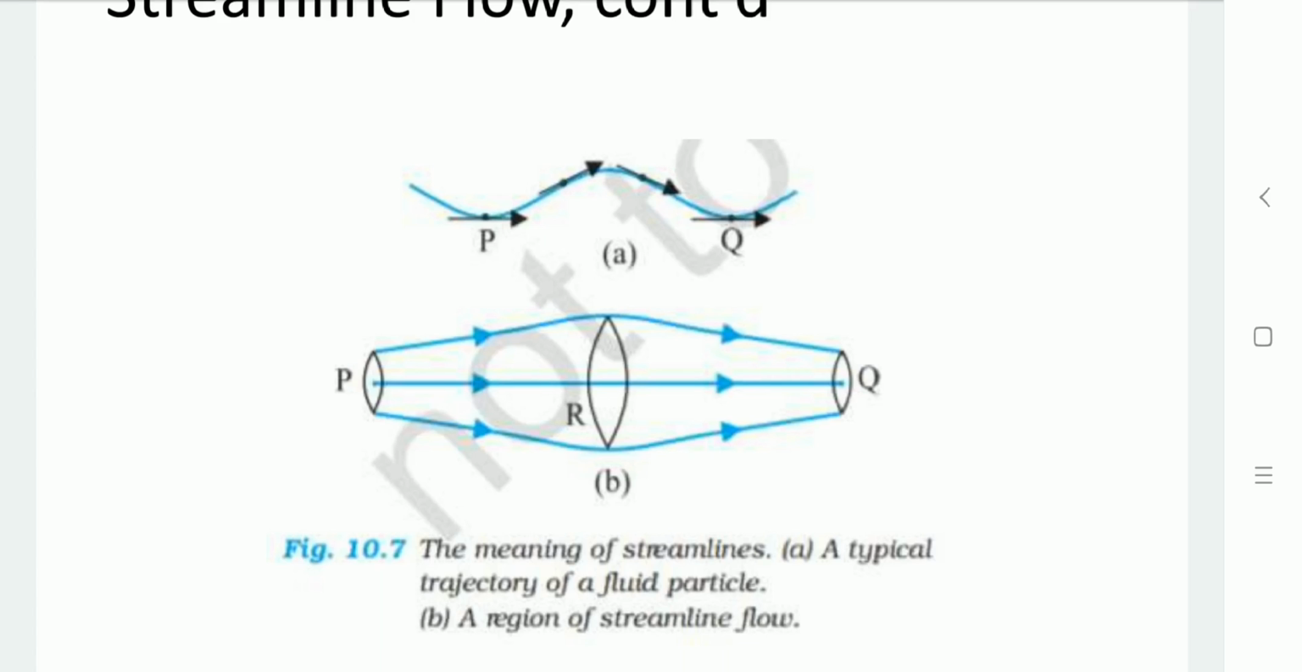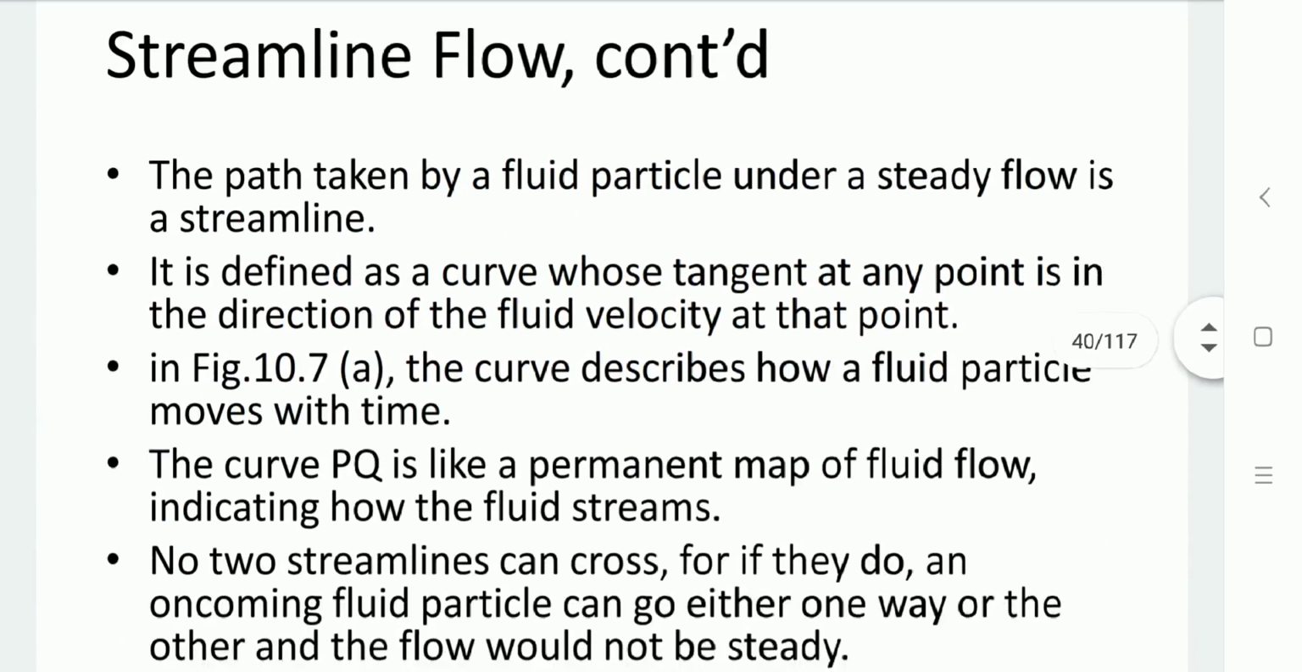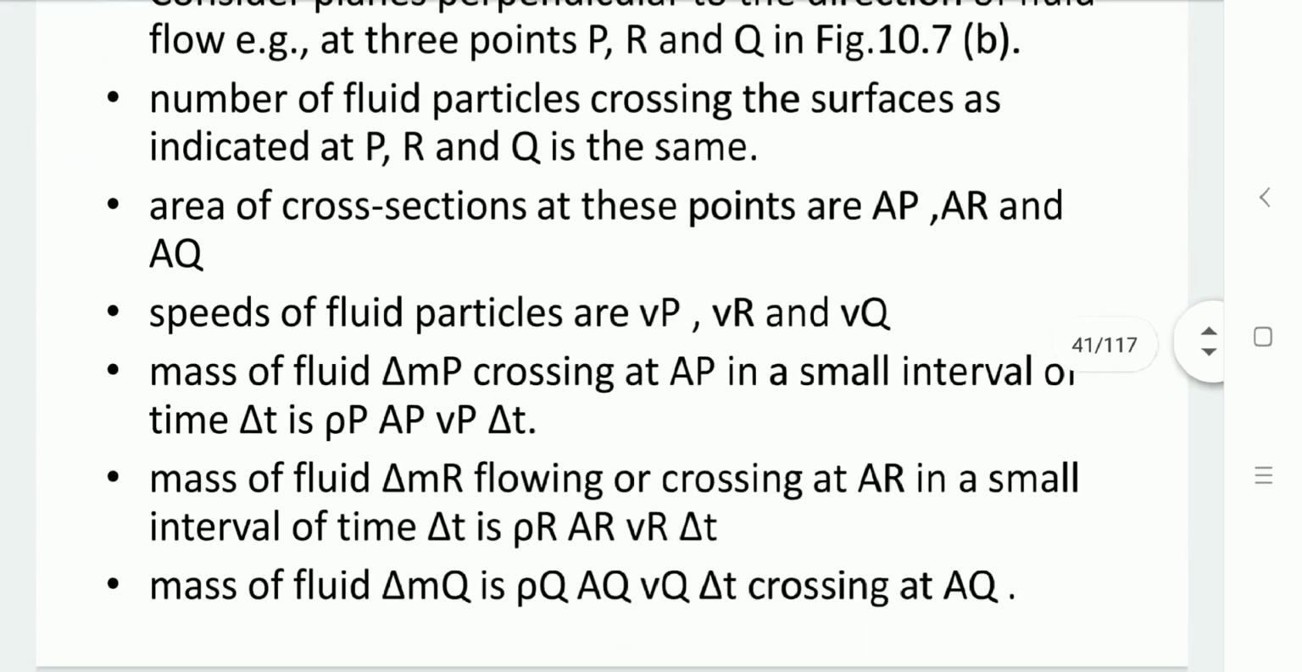The mass of the fluid which crosses the area AP in a small time interval delta T is rho A V delta T. For cross section P, we can define it as rho P AP VP delta T. The mass of fluid delta MR passing through AR in the time interval delta T would be rho R AR VR delta T. And the mass of fluid delta MQ, which crosses the cross-section area AQ, is rho Q AQ VQ delta T.